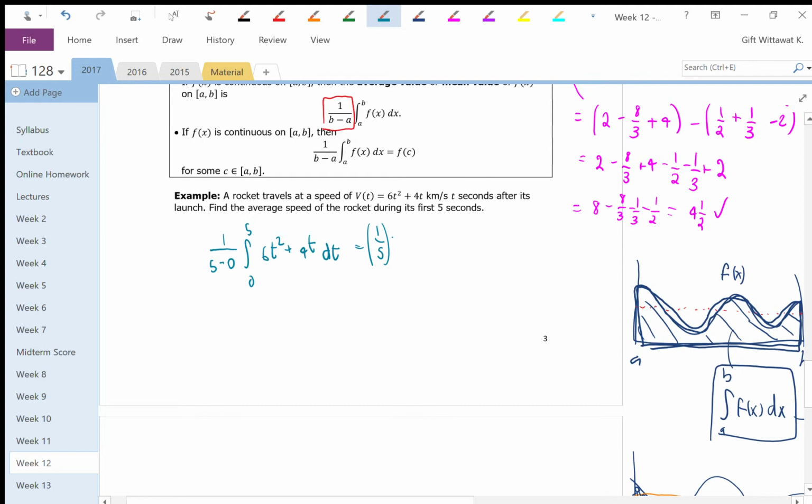My integral is going to be, let me see, 6t squared becomes 2t cubed, and 4t becomes 2t squared, and that goes from 0 to 5. I chose an easy number just so it's easy to compute. So that's going to be 2 times 5 cubed plus 2 times 5 squared, minus 2 times 0 cubed plus 2 times 0 squared.